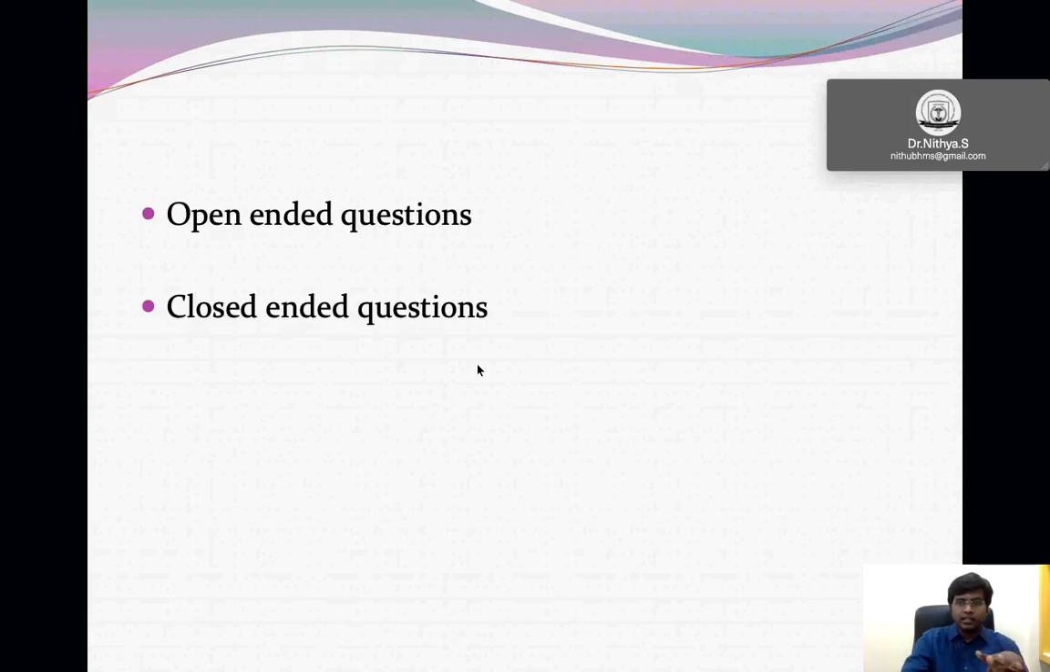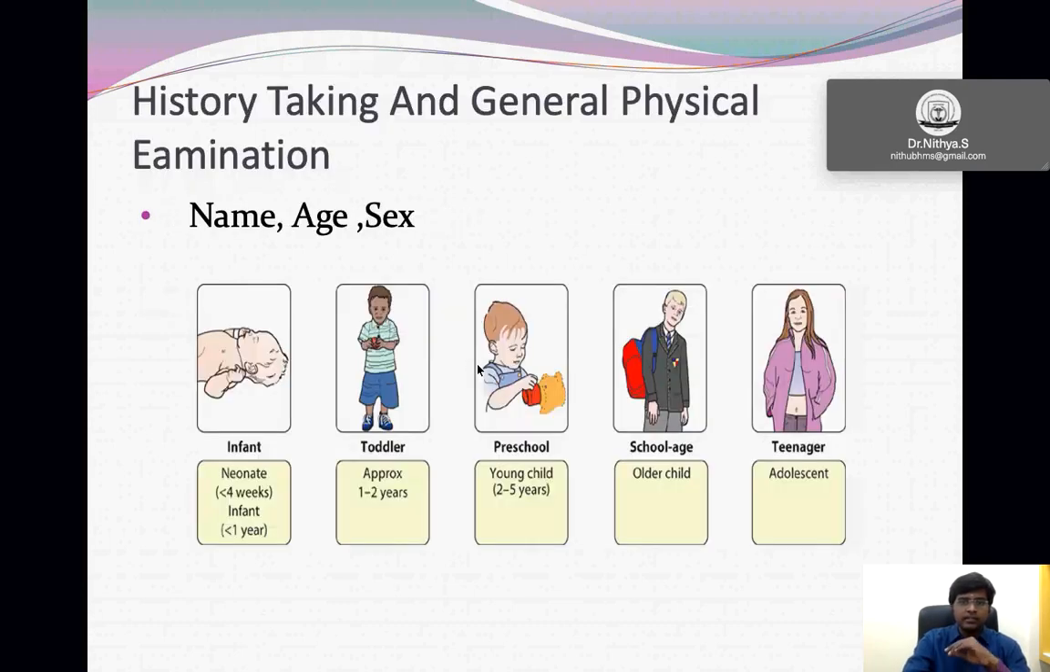For example, how long has your child been having fever is an open-ended question. And it should not be like, has your child been having fever only for the past 2 days? The mother will then say only yes or no. So it should always be an open-ended question to get more accurate information.